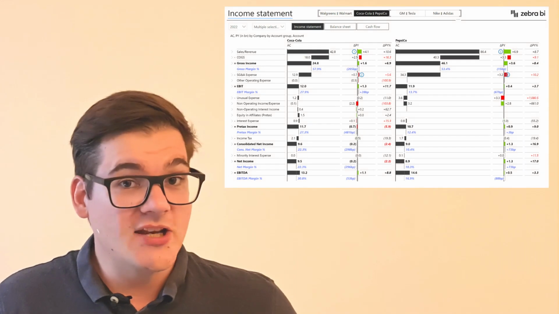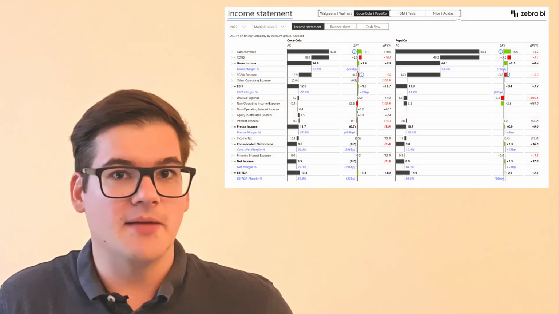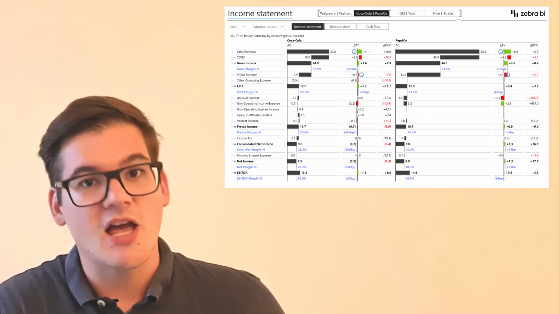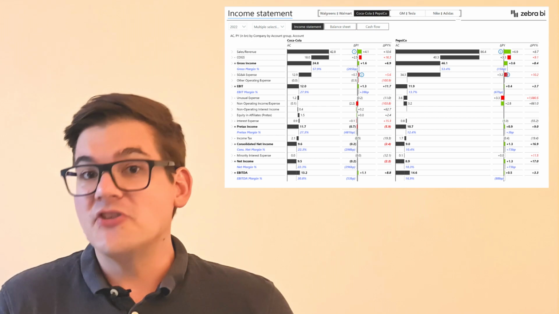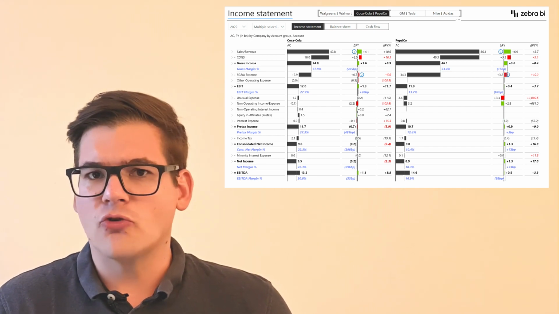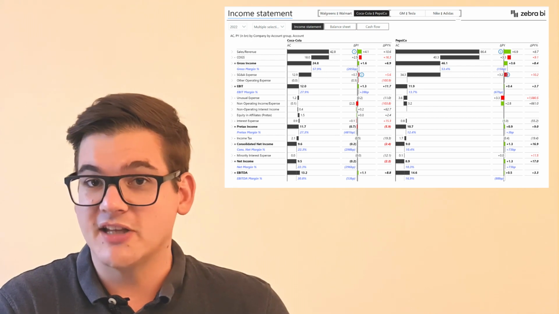Now let's get to it. So here we have the P&L statements, and I know they look a little bit different than what you're used to. You're used to tables, but these P&Ls were visualized by Zebra BI Visuals. And Zebra BI Visuals allow us to transform a simple data table into something that actually visualizes our data.